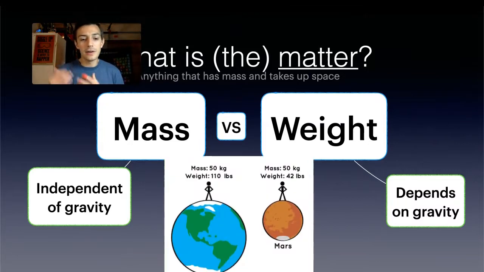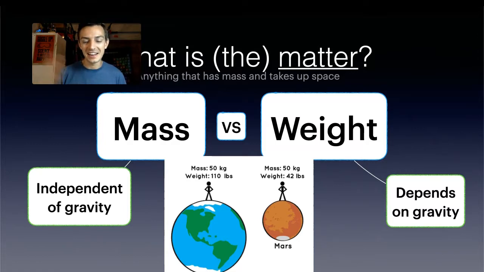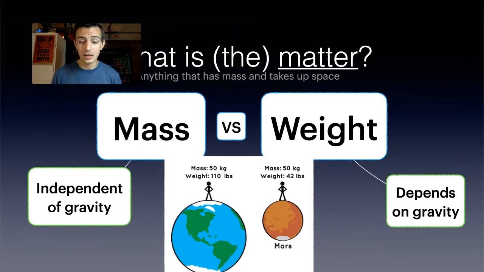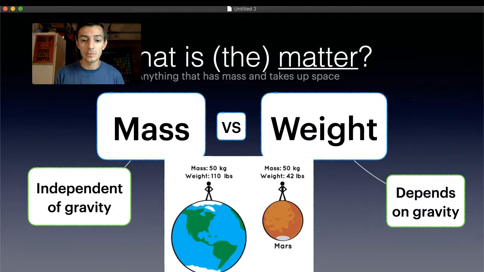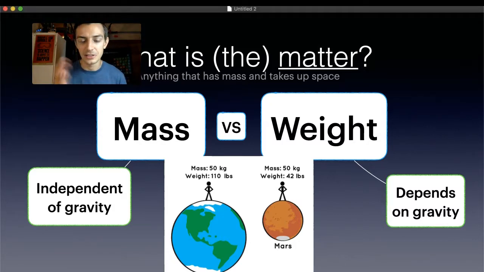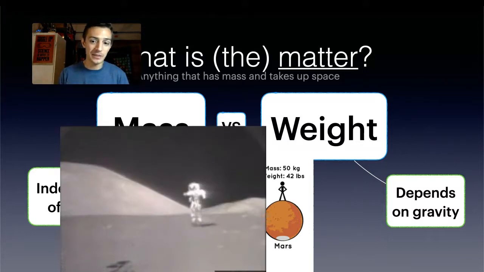So if I was on the planet Mars, maybe I was lucky enough to get on one of the rocket ships that's leaving from SpaceX at some point in the next 10 years or so, and they take me there, I would weigh about 1/3 of my body weight. If I weighed 110 pounds, if I went over there, I would weigh only 42 pounds. So I weigh a lot less on Mars, but I still have the same mass, 50 kilograms. I don't weigh 110 pounds there, but this was a graphic I got offline. If I went to the moon, I would actually have even less weight.